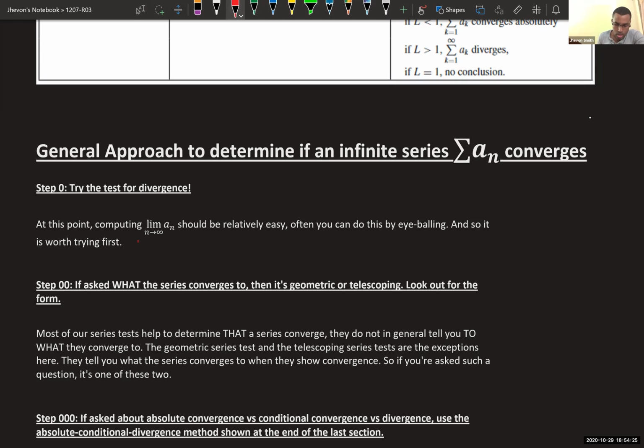Right, so let me write that here. Limit of a_n not equals 0 means diverges. Someone got kicked out. Let me put them back in. Limit of a_n equals 0 means inconclusive. Do not fall into the trap of thinking that you can make a conclusion from that. You cannot. Okay, so you hit it with the test for divergence. That's step 0 before you do anything. Kind of like when you approach limits in Calc 1, one of the first things you check is, can I plug in the number to find the limit? And then you try something more sophisticated.